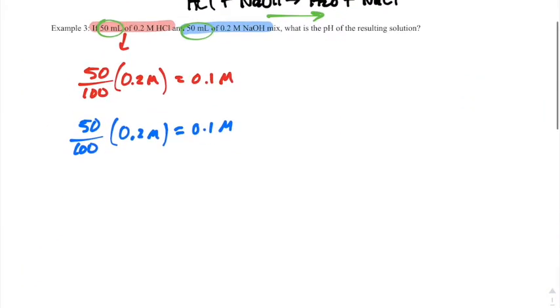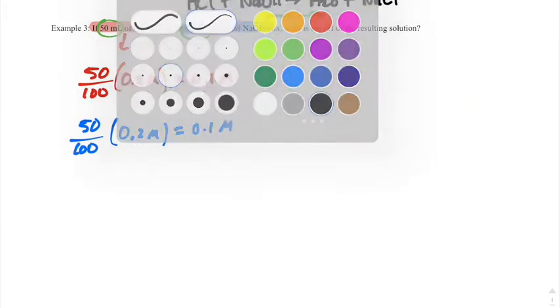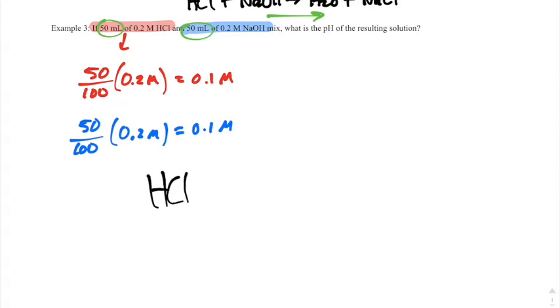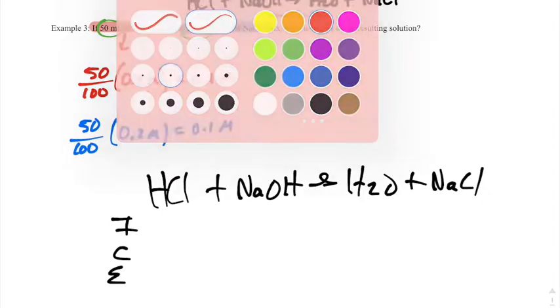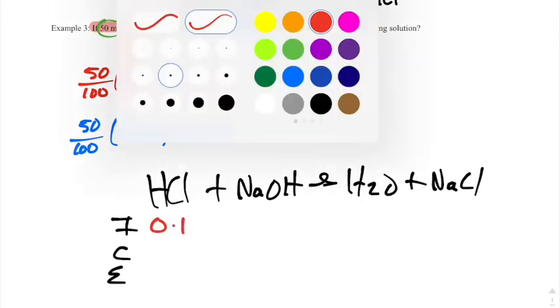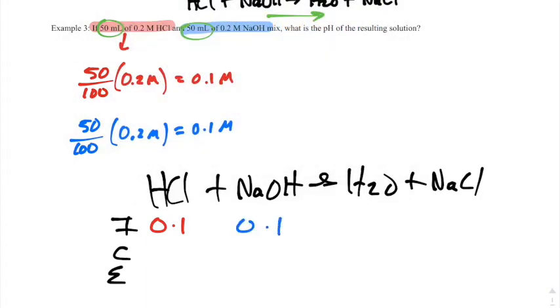So now, if we do this out the long way, we're going to have HCl plus NaOH coming over here to make H2O and NaCl. And I've got an I, a C, and an E like normal, right? Except that my acid is going to be 0.1 and my base is going to be 0.1, and who cares what the water is, and I don't have any salt to begin with.